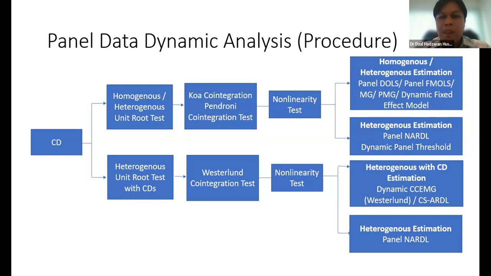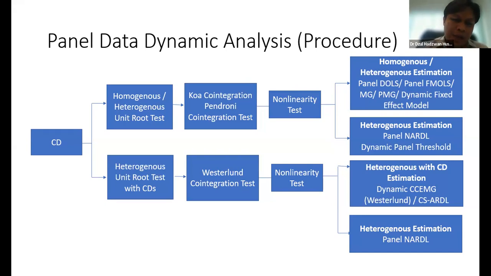If the statistic shows that our model is suitable for linear, then the techniques that we can use are panel OLS, panel fully modified OLS, MG, PMG, dynamic fixed effect model. How about nonlinear? We can use NARDL and dynamic panel threshold.